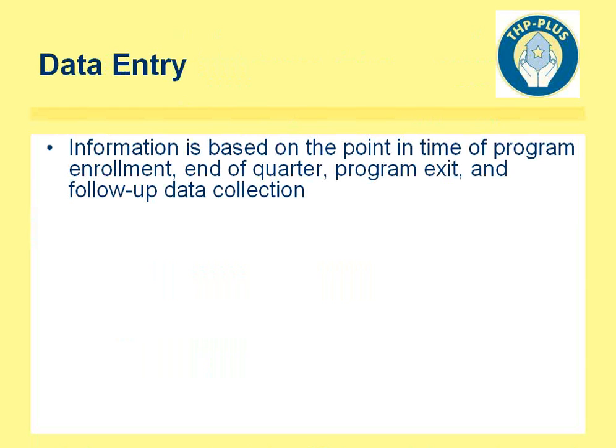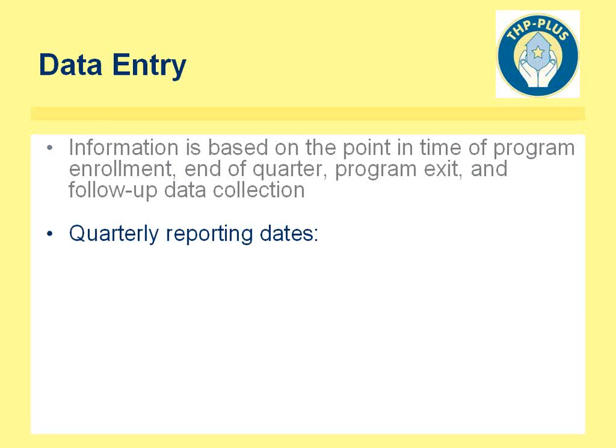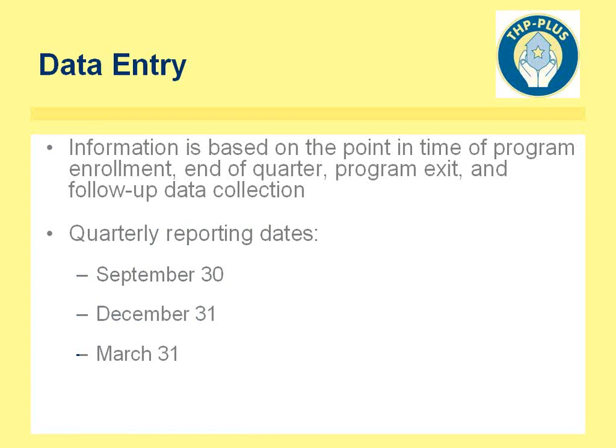So as I mentioned, information inside this database is based on the point in time of whatever form is being entered. So that could be program enrollment, end of the quarter, program exit, or follow-up. And the quarterly reporting dates are, again, September 30th, December 31st, March 31st, and June 30th. And for all of these, the data entry needs to be completed by 15 days after that date.